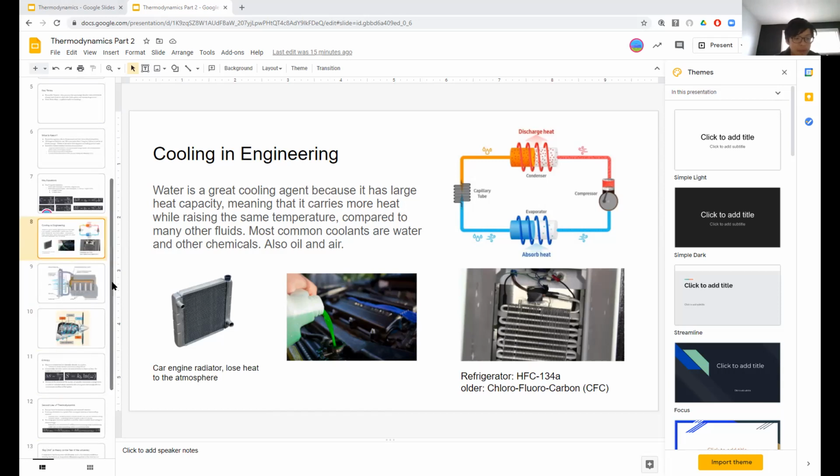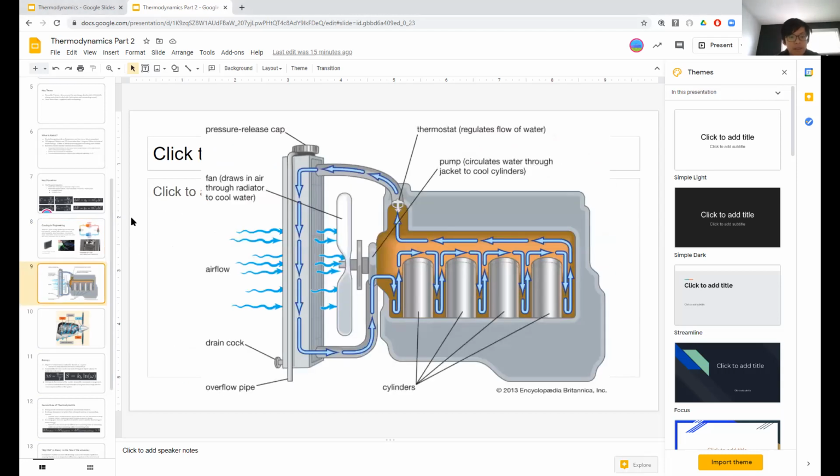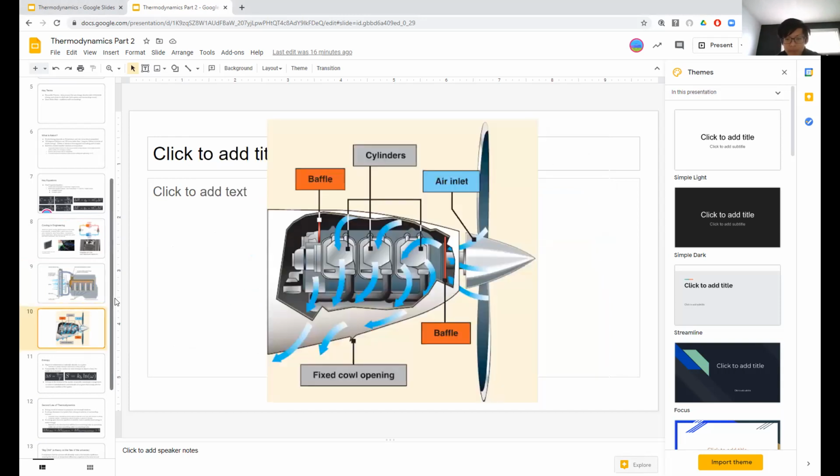On the next page we have a picture of an engine. This is a picture of a car engine, and you can see it both brings in cool air from the outside and has water flow to cool down the engine. And this is one from a plane engine. So the air is used both for propulsion and for cooling down.